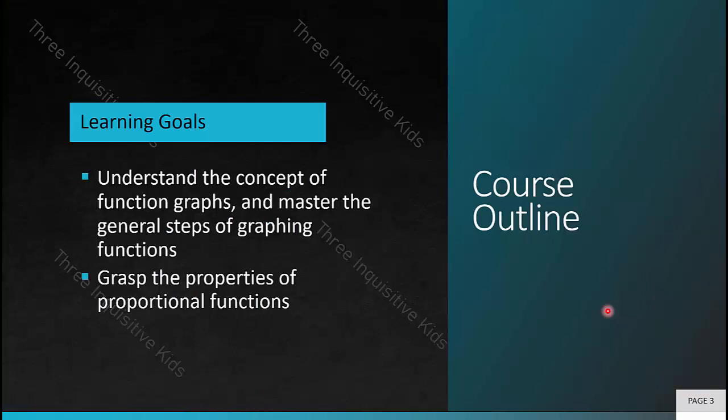Learning goals. Understand the concept of function graphs and master the general steps of graphing functions. Grasp the properties of proportional functions.